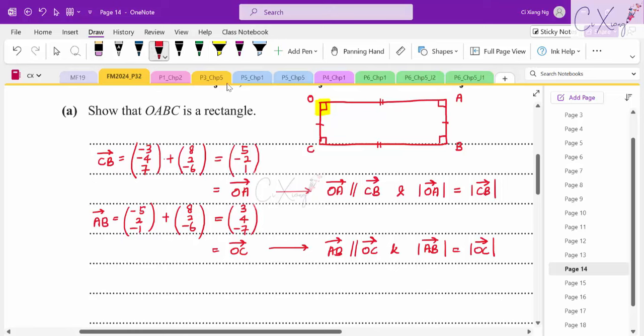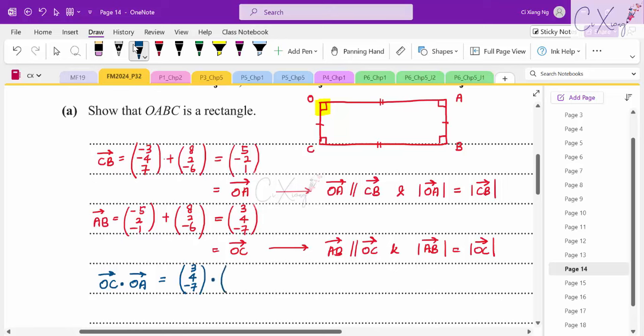If I want to prove this particular angle is 90 degrees, then what I am going to do is find the dot product between OC and OA. So OC dot OA, I want to see what I get. If I get a 0 for this dot product, then it means that they are perpendicular to each other.